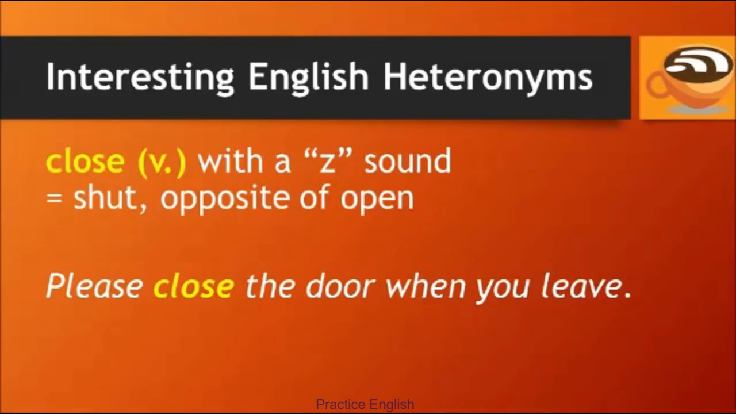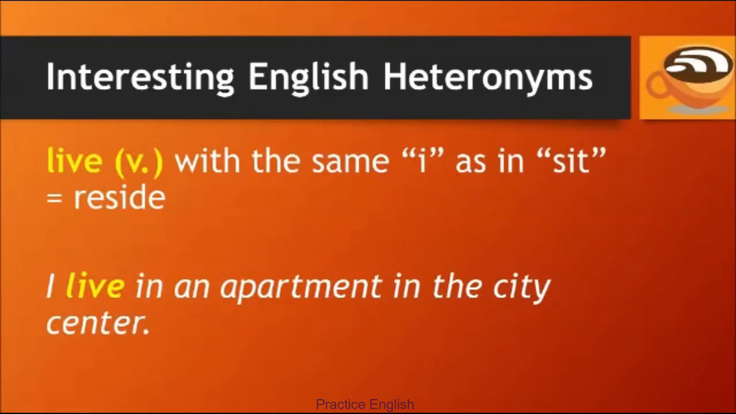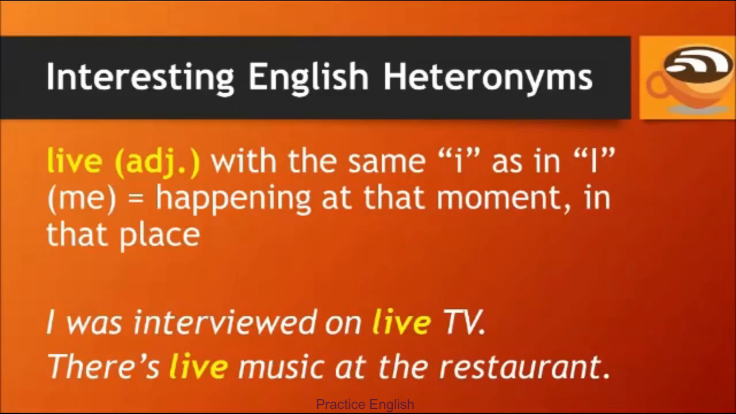Both close and close are spelled C-L-O-S-E. They have the same spelling but different pronunciations and different meanings, so they are heteronyms. Another example is live and live. Live with the same I as in sit means to reside. For example, I live in an apartment in the city center. The word live is an adjective. This means something that is happening at that moment in that place. For example, I was interviewed on live TV, or there's live music at the restaurant.